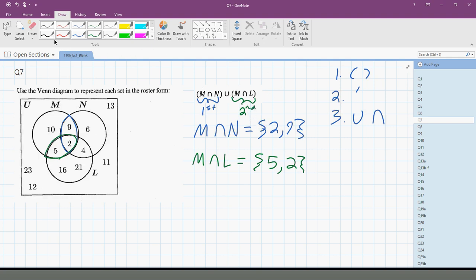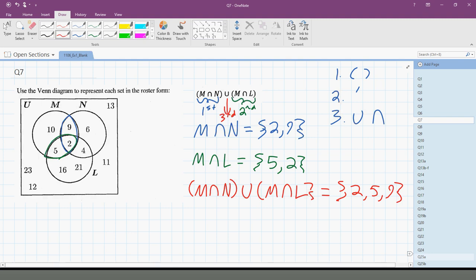And then finally, what do we do? We do the union, which is everything between that, so 2, 5, and 9. You got it. So now we're going to do the whole thing. We're going to put these sets together because that's what union was. If it was the intersection, it would have just been the number 2. But union means give me everybody. So 2, 5, 9. And that's what we want. Good so far? Okay, moving on.